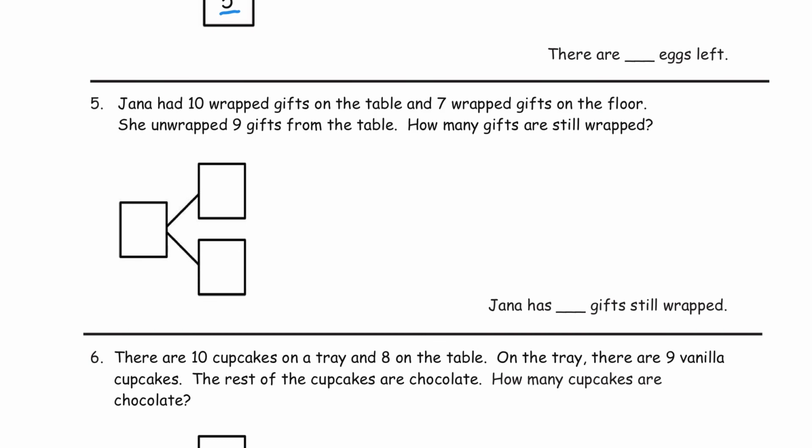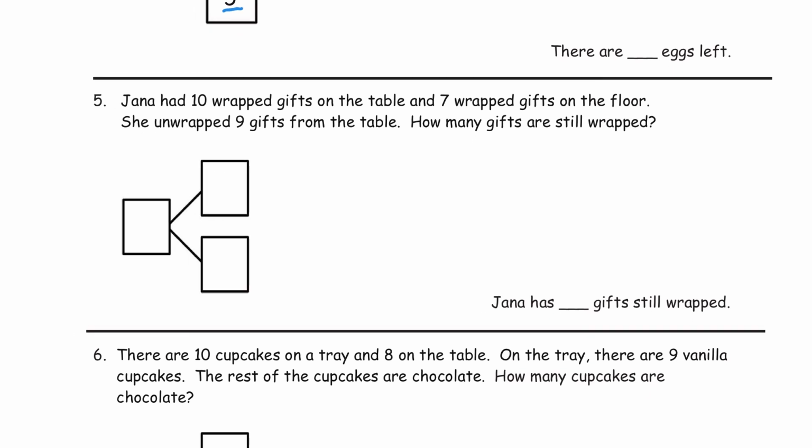Welcome back, boys and girls. Let's take a look at number 5. It says, Jana has 10 wrapped gifts on the table and 7 wrapped gifts on the floor. She unwrapped 9 gifts from the table. How many gifts are still wrapped? All right, we're going to be doing the same thing we have been doing here. Let me help us out here to start us.